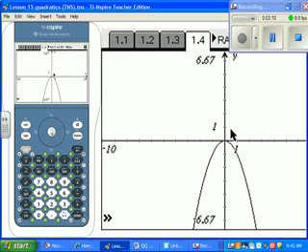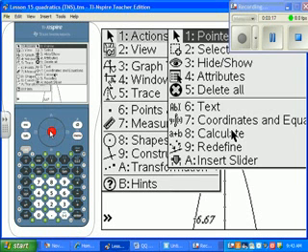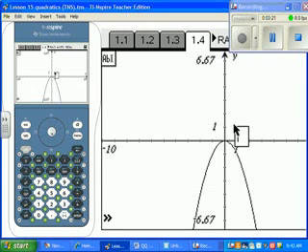Control T is going to give me a table. Where do you think you should go? Go to menu, Actions, Text. Good. So what you're going to do is you're going to bring it over here, and I want you to write in vertex. And you're going to tell me if it's a maximum or a minimum. What do you think? It is a maximum. Very good. Vertex is a maximum. Okay, so the vertex is a maximum.